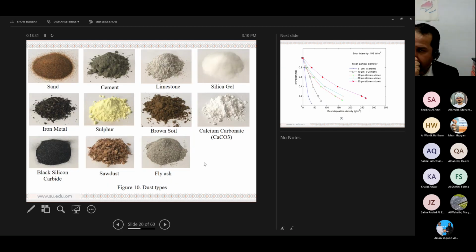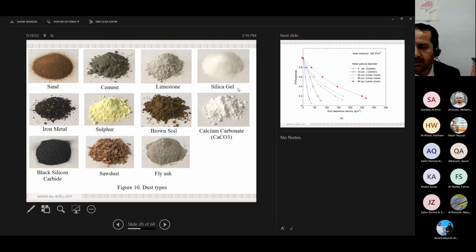Here are some of the dust we used, artificial dust and dust available in nature. We tested them. As you can see: sand, cement, limestone, silica gel, iron. For each one of them, there is a reason why we select this or that. For example, sand, because we put it near the desert.